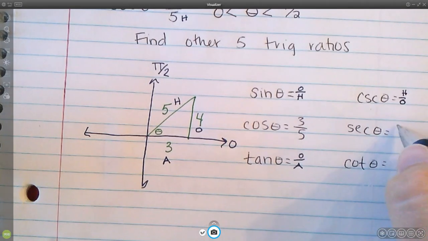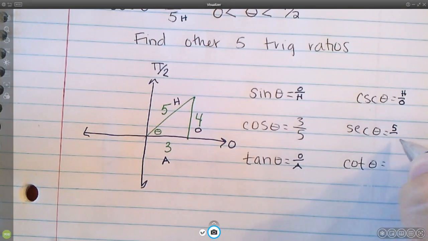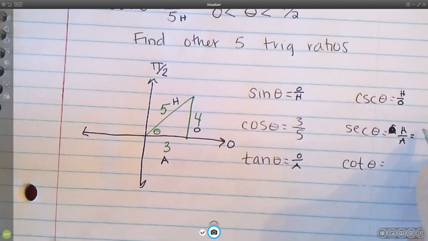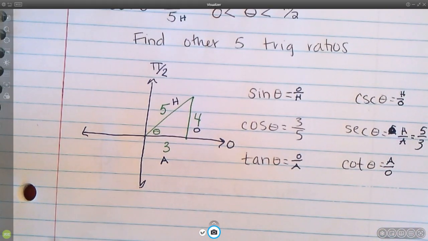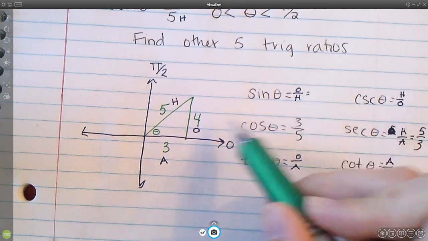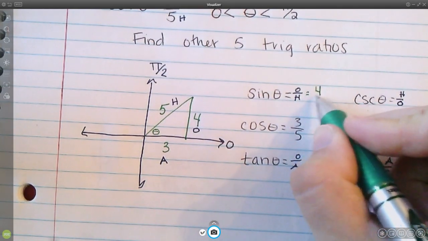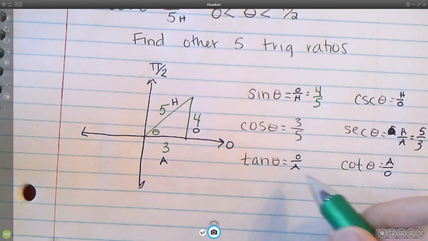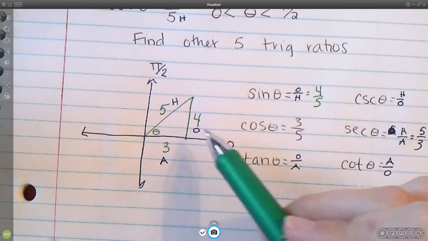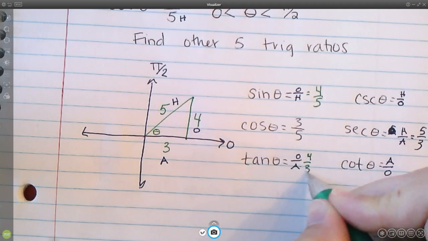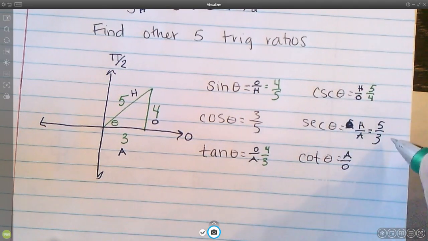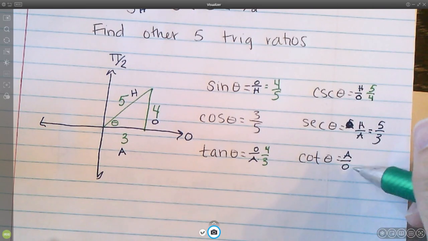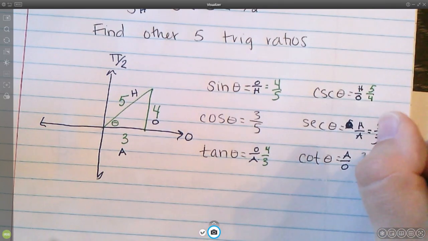Secant goes with cosine, that's H over A, which is 5 over 3. Cotangent is going to be adjacent over opposite. Okay, so now sine, O over H, we have 4 over 5. Cosine's already done. Tangent, we have O over A, so we have 4 over 3. Cosecant, we have H over O, so that's 5 over 4. We did secant, and then cotangent is A over O, which is 3 over 4.